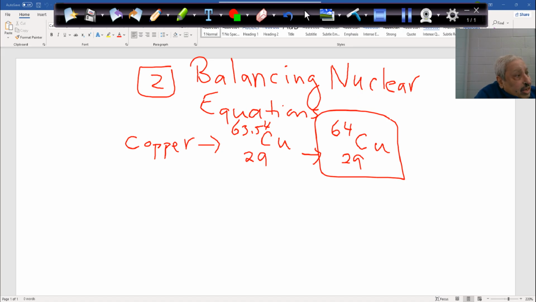Now this is the copper we'll be using, and we'll see what types of elements we get when these 6 types of radiation come off this copper element. So let's do it together. We'll do 3 and then we'll do the other 3. So copper, 64 atomic mass, 29 atomic number. First we'll go for alpha radiation. Alpha radiation is helium. Helium's atomic number is 2, atomic mass is 4.